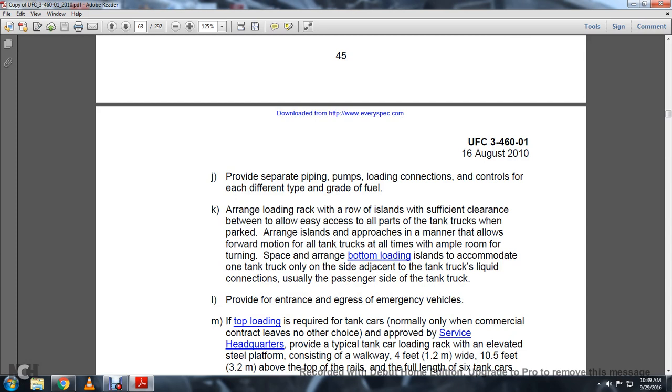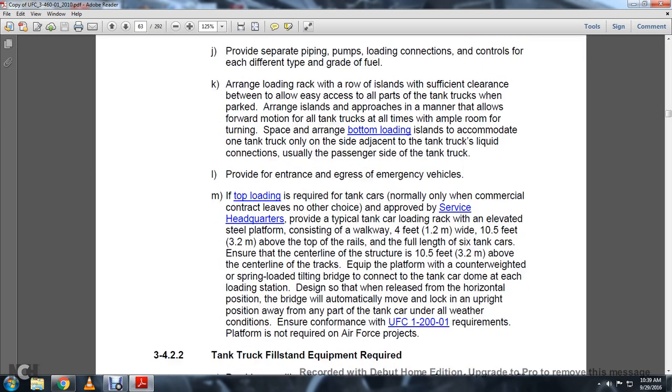Arrange load racking with a row of islands with sufficient clearance between them to allow easy access to all parts of the tanker trucks. Arrange the island approach in a manner that allows forward motion of all the tanker trucks at all times, with ample room for turning. The bottom loading islands are accommodated with one tanker truck, only the side adjacent to the tanker truck liquids connection, usually the passenger side of the tanker truck.